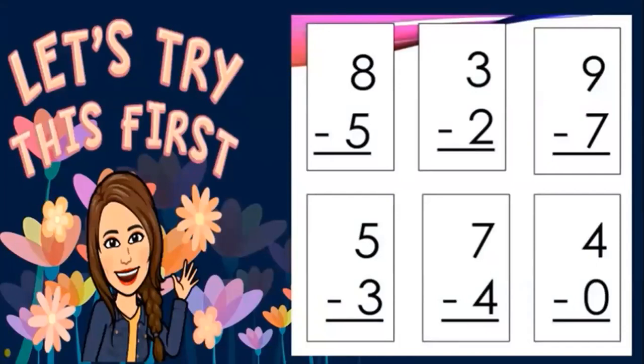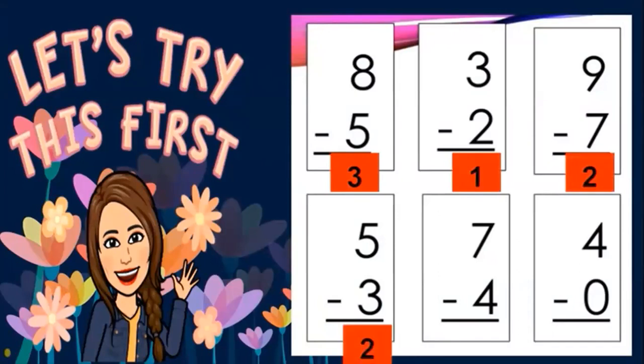So let's try this first. We have 8 minus 5, that gives us 3. 3 minus 2, that gives us 1. 9 minus 7, we get 2. 5 minus 3, the answer is still 2. Or 7 minus 4, that gives us 3, and 4 minus 0, the answer is 4.